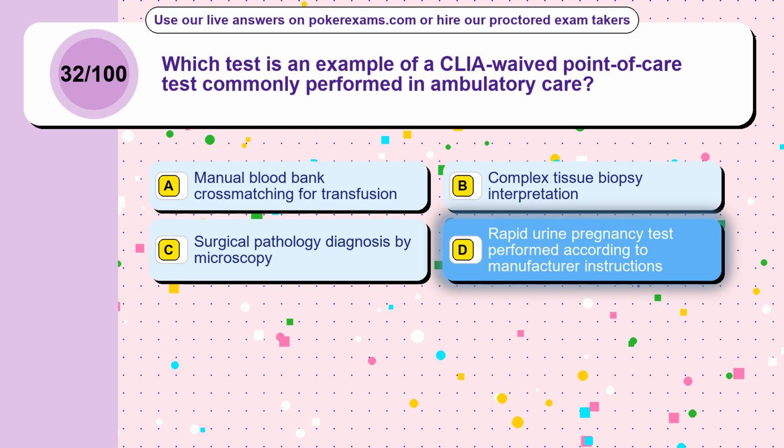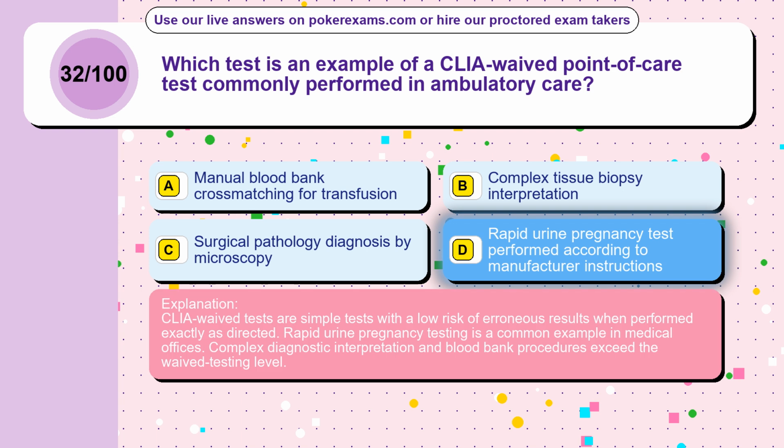The correct answer is option D, rapid urine pregnancy test performed according to manufacturer instructions. CLIA-waived tests are simple tests with a low risk of erroneous results when performed exactly as directed. Rapid urine pregnancy testing is a common example in medical offices. Complex diagnostic interpretation and blood bank procedures exceed the waived testing level.